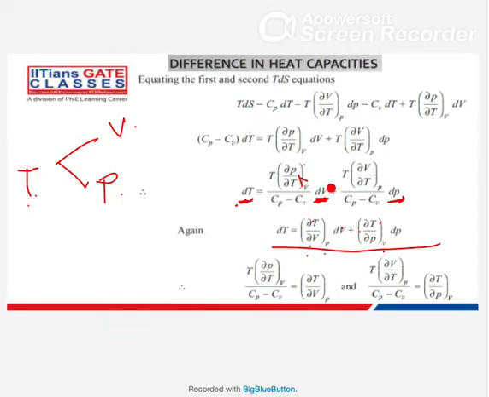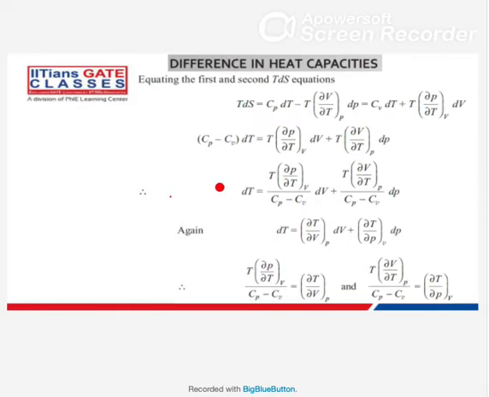Now if we compare these two things, you don't have to remember all this. I'm just telling you how to derive some useful conclusions from these TDS equations, so just try to understand this derivation. This one and this one we are equating. The left hand side is equal, so the coefficient of dv will be equal, and the coefficient of dp also will be equal. So if we equate, we get this thing. Up to here, is it clear? Then I will go to the next slide.